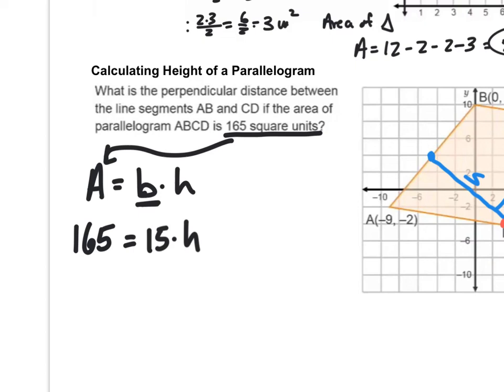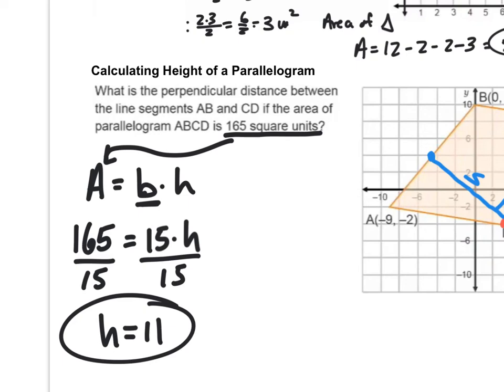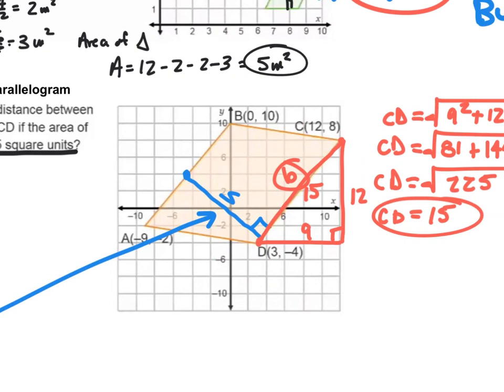So now let's divide out 15. Divide 15 from both sides. So if I take 165 divided by 15, that's going to give me a height of 11. So this value here is this, and this is 11, and that's what those go to. These go to 11.